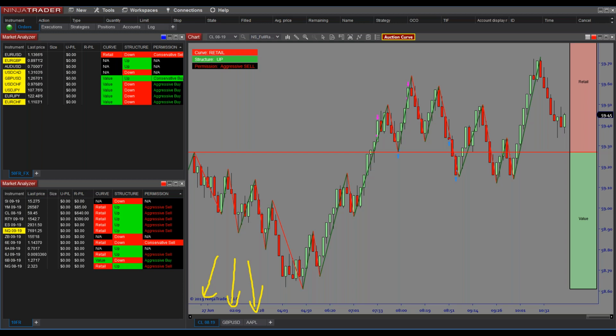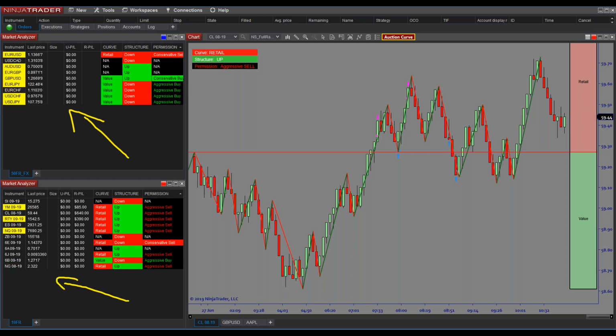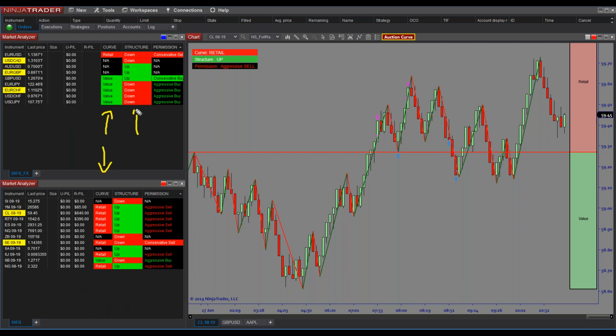Okay, so let me give you an example. Over here, you've got Forex pairs. Over here, you've got futures markets. Inside of each of these scanners, there are 3 columns. There's curve, which is location. There's market structure, which is telling us the story of the market. And then there's permission, okay? You'll notice how it says conservative or aggressive, okay?